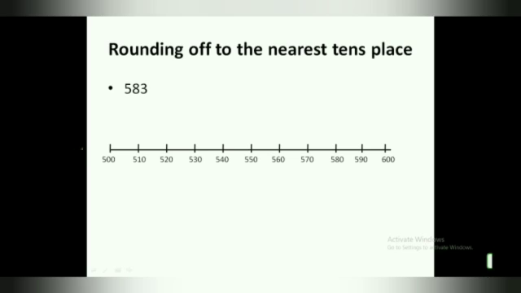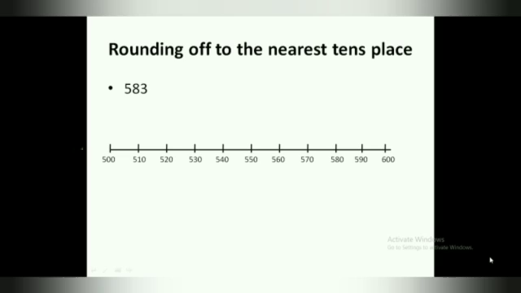Now, you have learned rounding up to the nearest place in 4th standard. That is 10th place, 100th place, isn't it? Now, we will just revise it, okay? That is estimating to the nearest 10th place. So, here the number is 583.